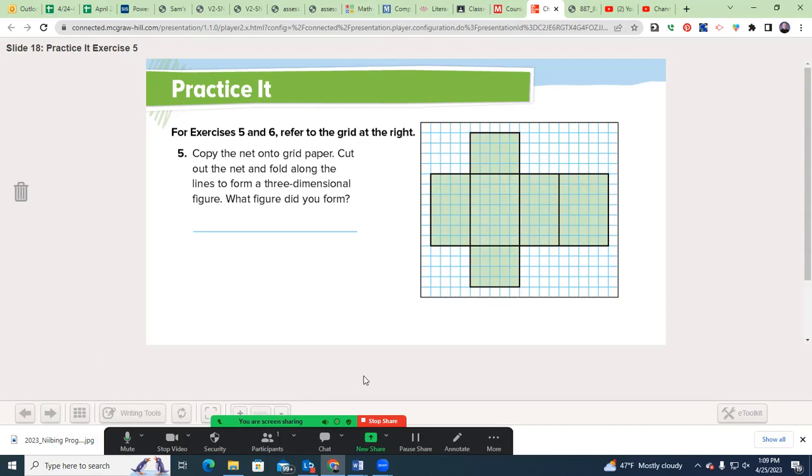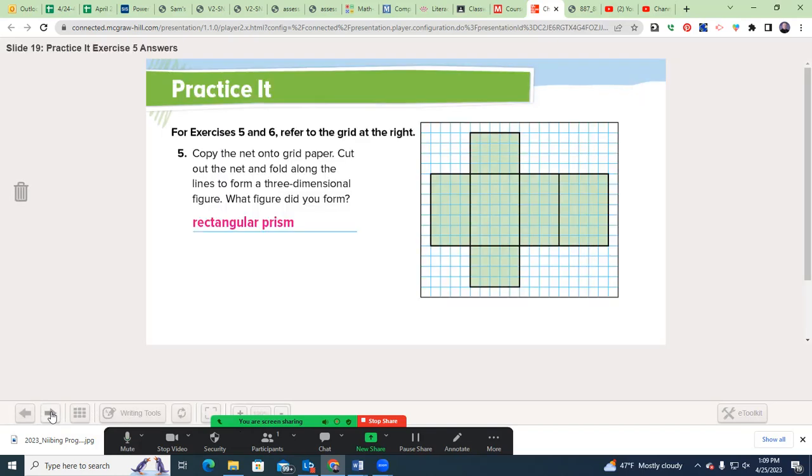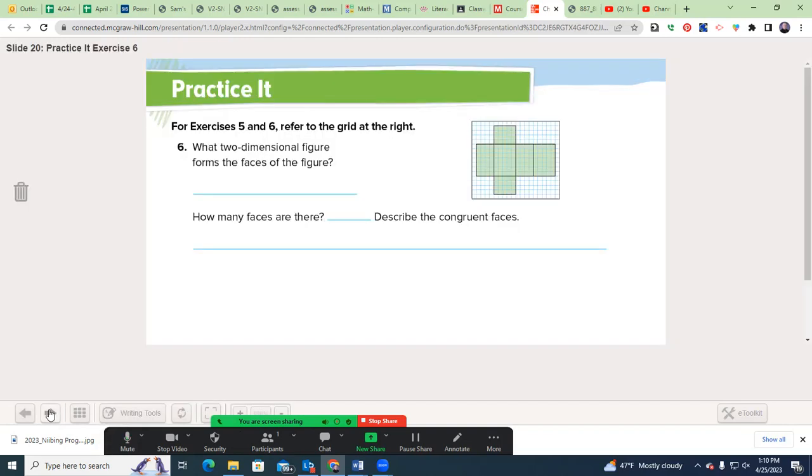And it says on number 5, copy the net onto grid paper, cut it out, and fold along the lines to form a three-dimensional figure. And then what did you form? You can pause the video. Welcome back. It's a rectangular prism. See, this one, these two are congruent, these two, and these two. All right, now answer question 6, and you may pause the video.